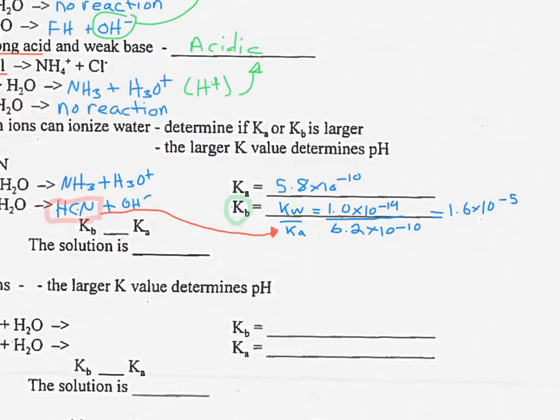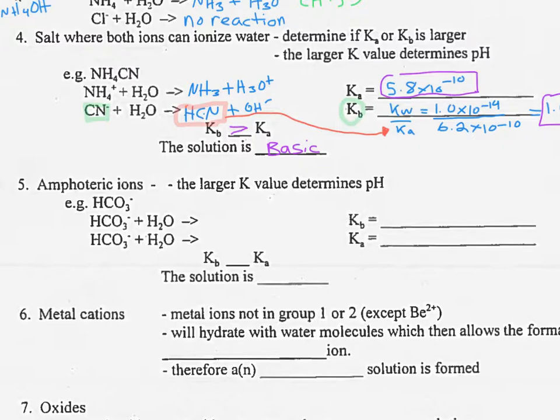So now we have to compare this Ka to this Kb. And if we look, we can see that the Kb is actually quite a bit bigger than Ka. So Kb is greater than Ka, so therefore the solution is basic. So just a reminder there, we've used the Ka value of its conjugate acid to calculate the Kb of that base. So in our next example for number 5, we're looking at ions that are amphoteric.